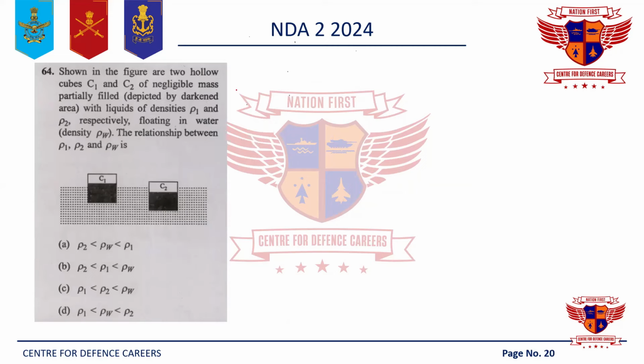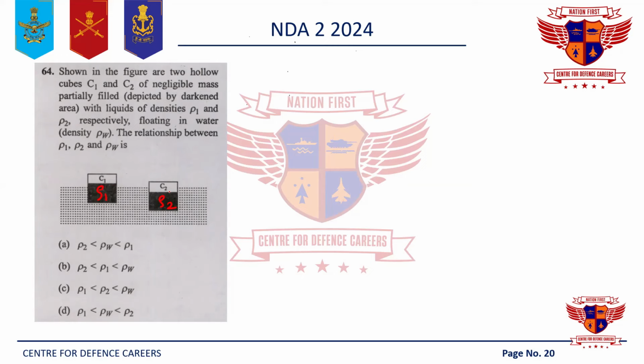Shown in the figure are two hollow cubes, C1 and C2, of negligible mass, partially filled with liquids of densities rho1 and rho2. Okay, this solution has density rho1 and this solution has density rho2. Floating in water, what is the relationship between rho1 and rho2?